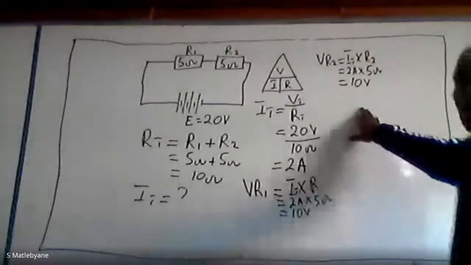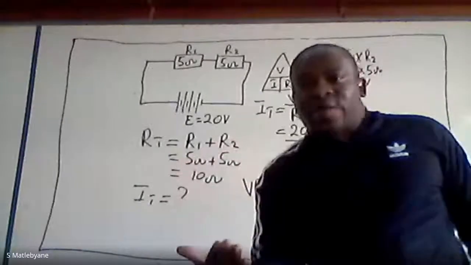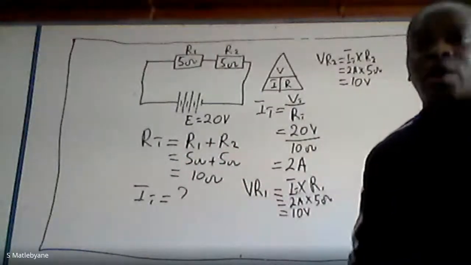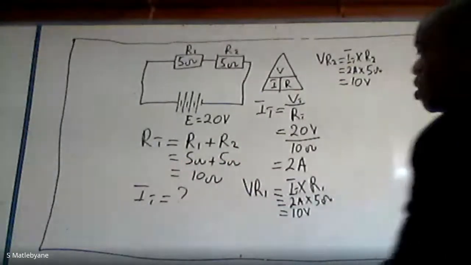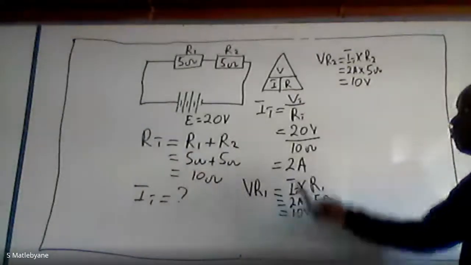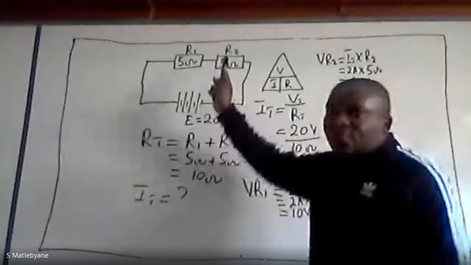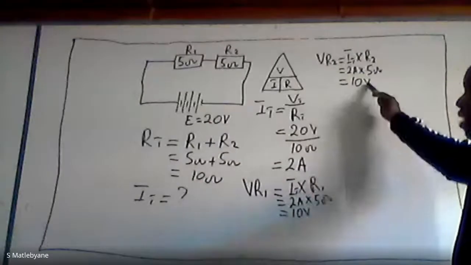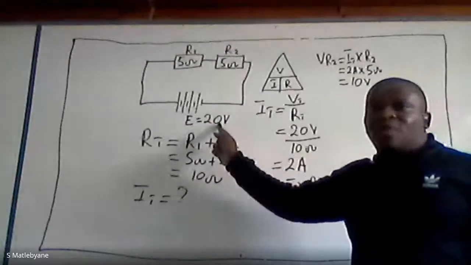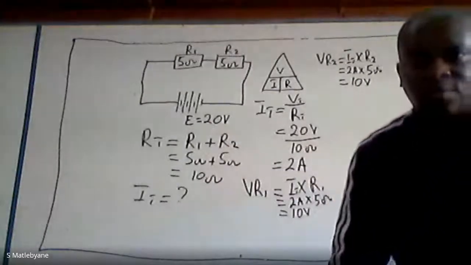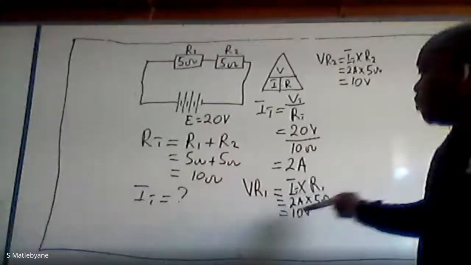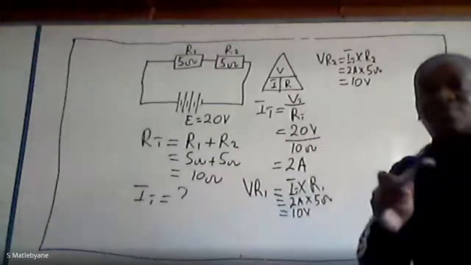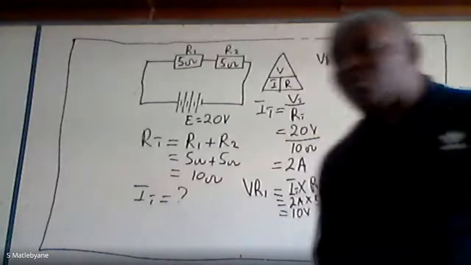Now, you can quickly check if your answer is correct or incorrect. When you add your two voltages, because we have two resistors, they must give you the total voltage of the circuit. Always remember that. When you add the voltages, they must give you the total voltage of the circuit.